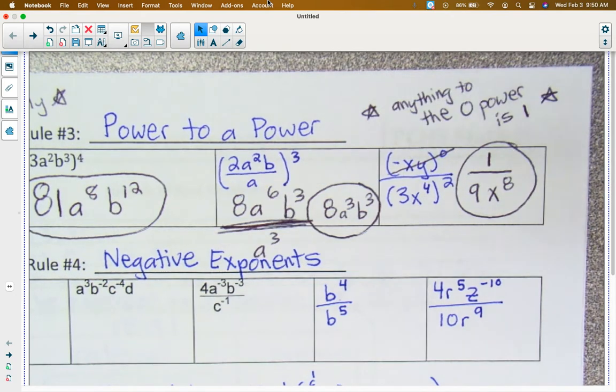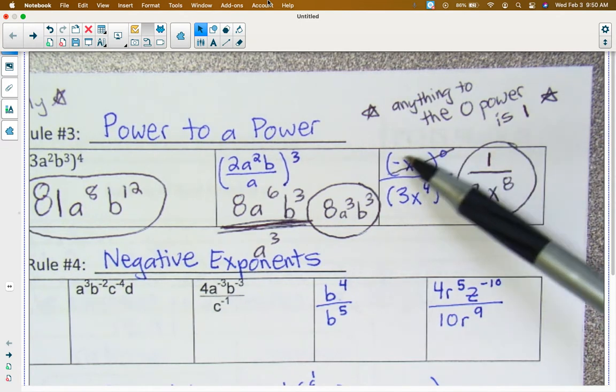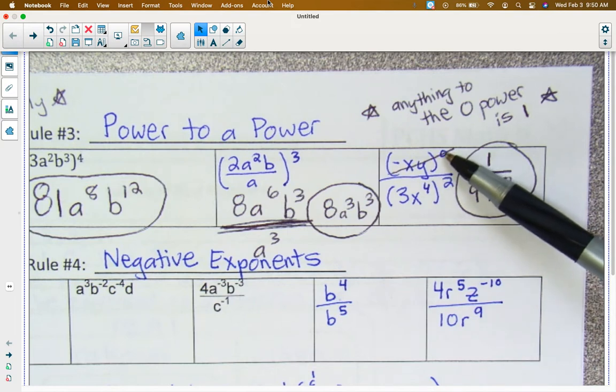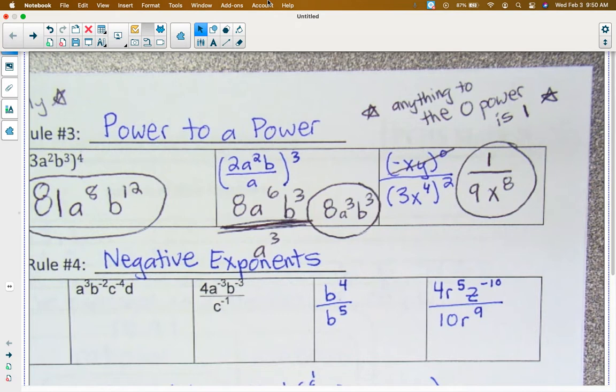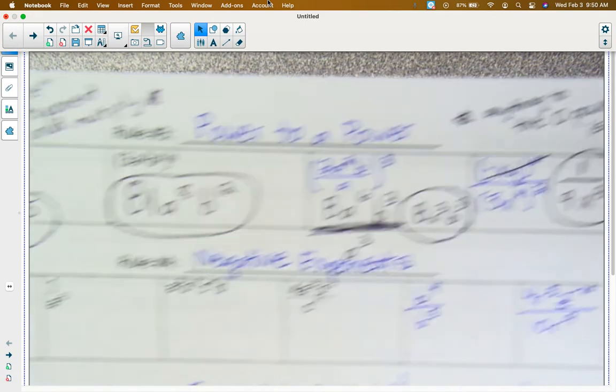And then one that kind of snuck in right at the end there: anything to the 0 power is 1. So this whole term here was raised to the 0 power. It's all going to cancel out and make the number 1. So let's get into our last two rules, which are the negative exponent rule and the exponent to a radical rule.